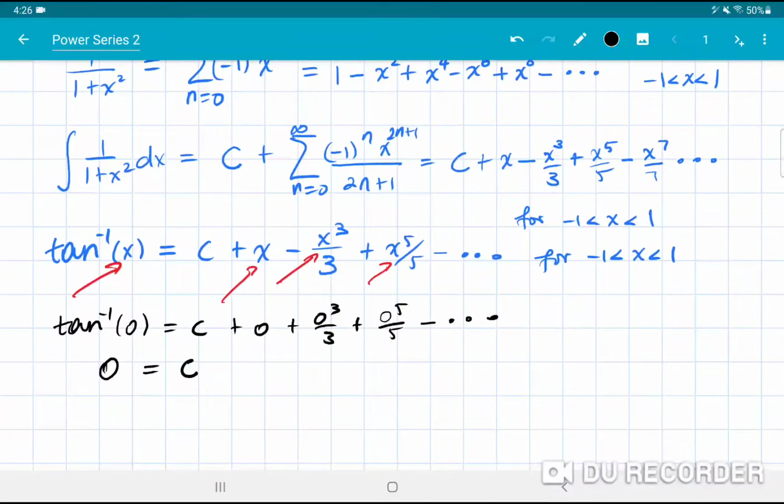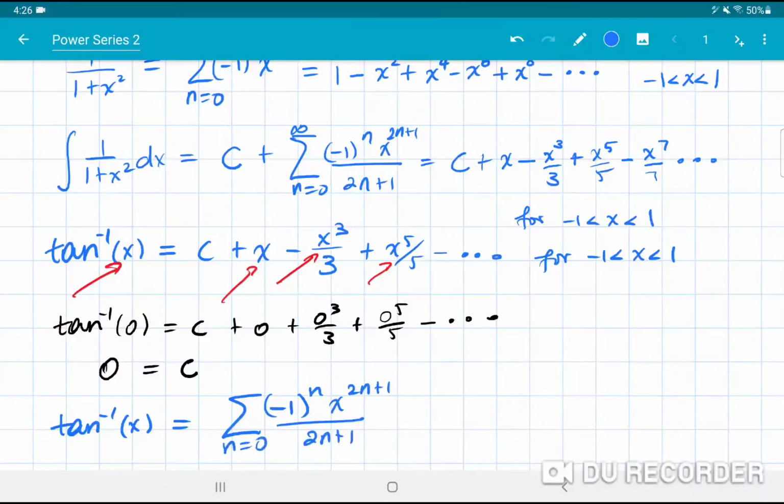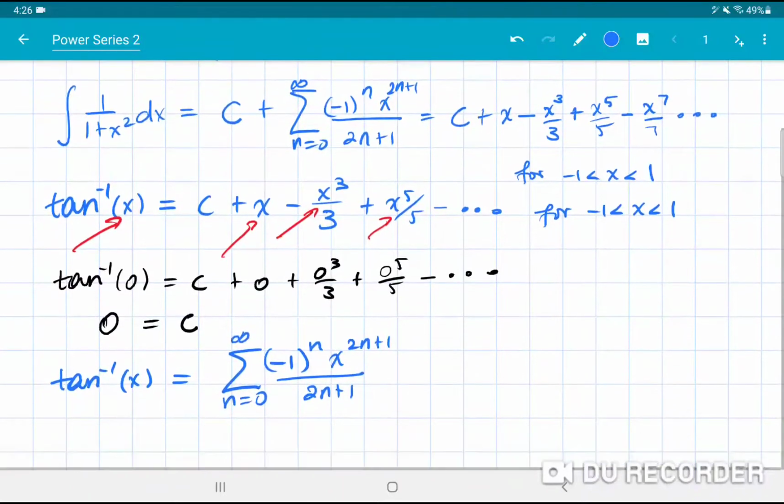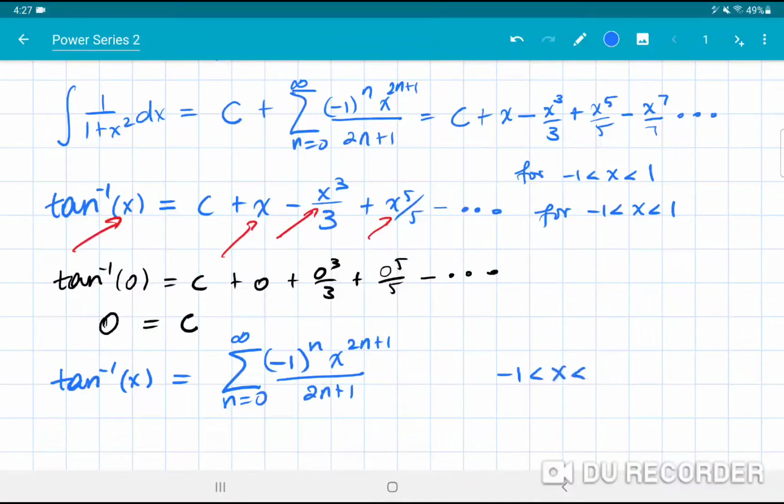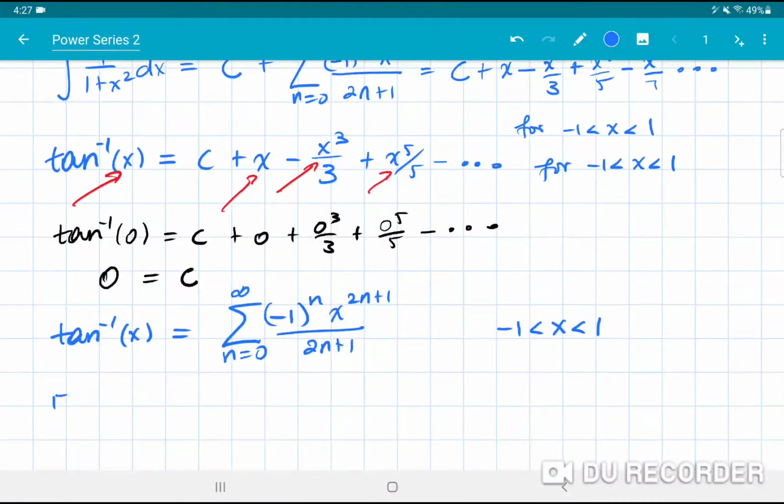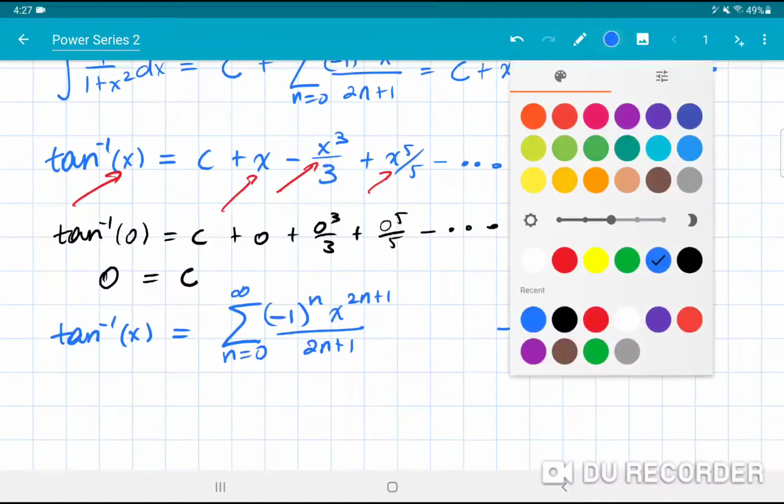So that gives us that tan inverse of x is actually 0 plus that summation. So that gives us the sum of negative 1 to the power of n, x to the power of 2n plus 1, divided by 2n plus 1, n from 0 to infinity. So that's the power series expansion of tan inverse of x. But we have to check what happens at negative 1 and 1. So let's see what happens for x equals 1.